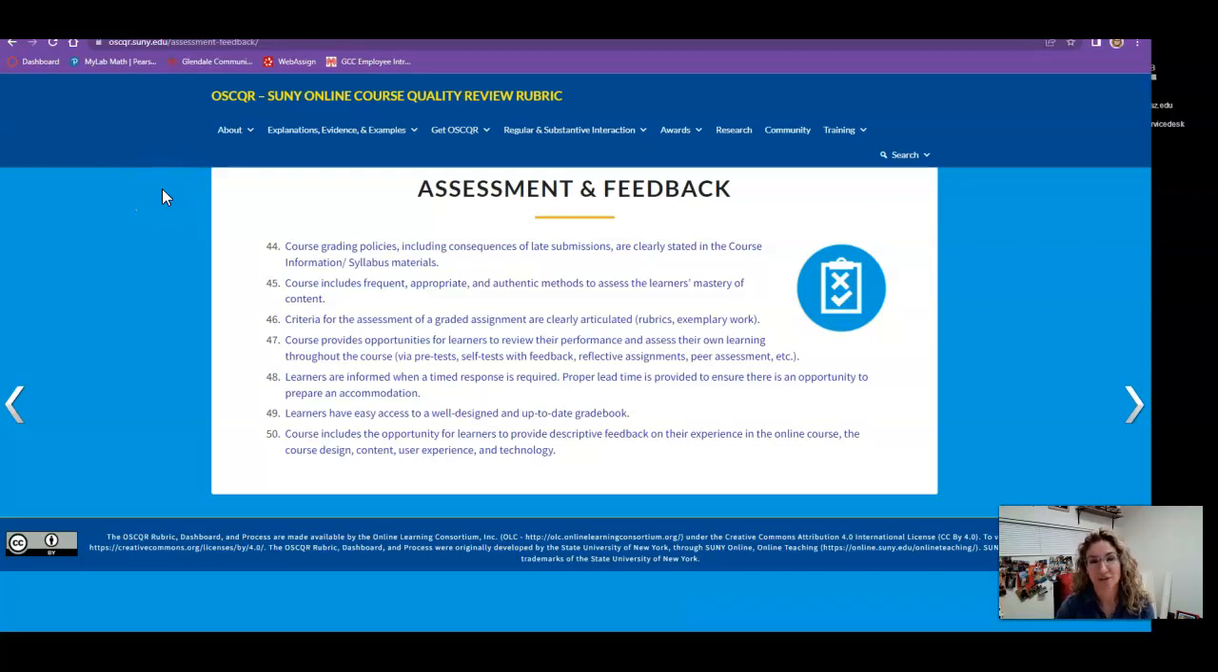All right, the last standard I'd like to talk to you about is standard number 46 under assessment and feedback. It says that criteria for the assessment of a graded assignment are clearly articulated. So do you have rubrics and examples of awesome work?